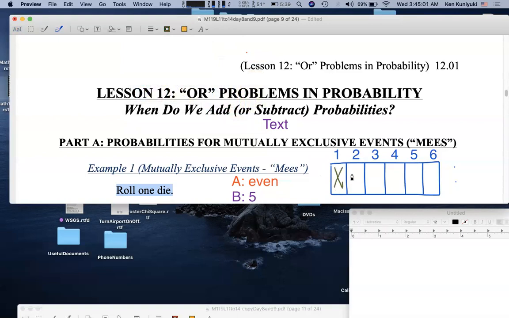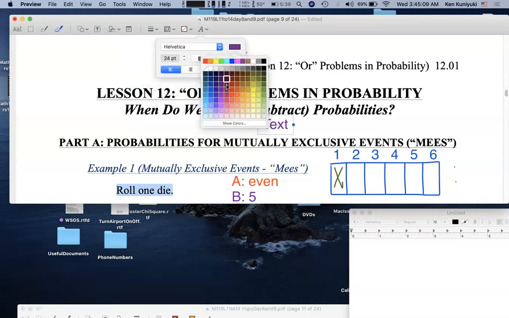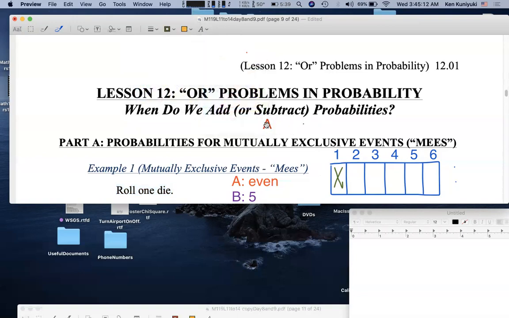What about if we roll a 2? 2 is an even number, so event A will apply. So we'll label that with an A. But 2 is not a 5, B is not satisfied. What if the die comes up a 3? Well, 3 is neither even nor a 5, so we're going to cross out the 3. Neither event occurs.